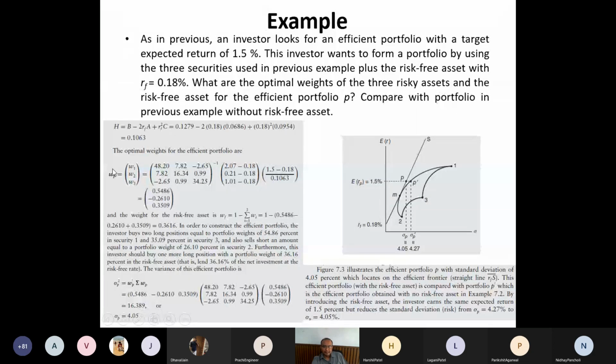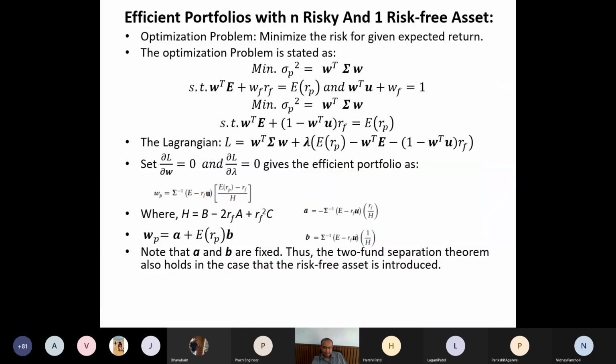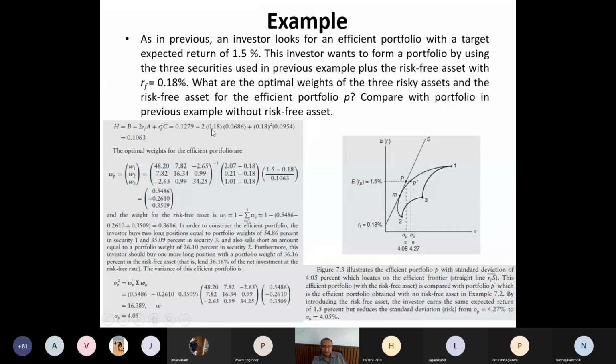With this I want to find the new weights of my portfolio, of the three risky securities as well as that of my risk-free security. The covariance matrix and the expectation matrix are the same. So A, B, C will remain the same because they ultimately depend on sigma and the matrix E, and U is a vector of 1 only. So A, B, C will not change. Now you can calculate this H. Your first task is to find H. A, B, C are available from the previous example, and RF is given in this example.